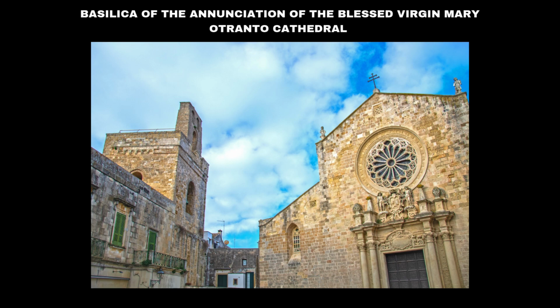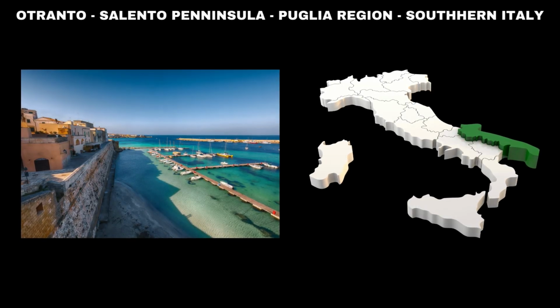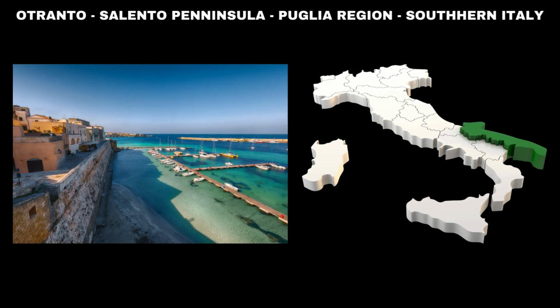Welcome to my travel video regarding the Basilica of the Annunciation of the Blessed Virgin Mary, also known as the Otranto Cathedral. The Otranto Cathedral is located in the seaside town of Otranto on the Salento Peninsula in the region of Puglia in southern Italy.